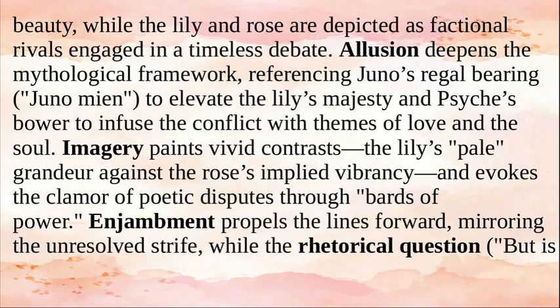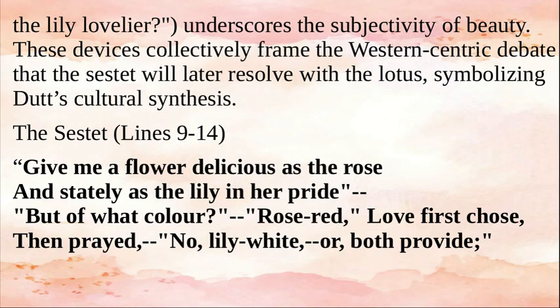Imagery paints vivid contrasts: the lily's pale grandeur against the rose's implied vibrancy, and it evokes the clamor of poetic disputes through "bards of power." Enjambment propels the lines forward, mirroring the unresolved strife, while the rhetorical question, "But is the lily lovelier?" underscores the subjectivity of beauty. These devices collectively frame the Western-centric debate that the sestet will later resolve with the lotus, symbolizing Dutt's cultural synthesis.